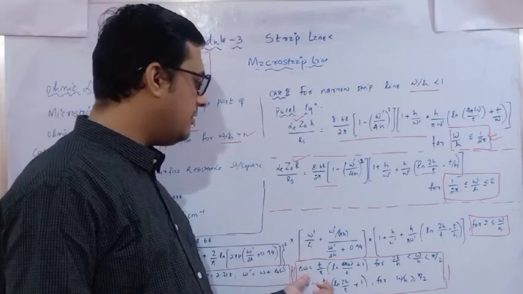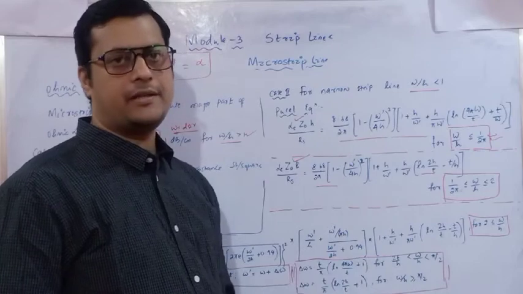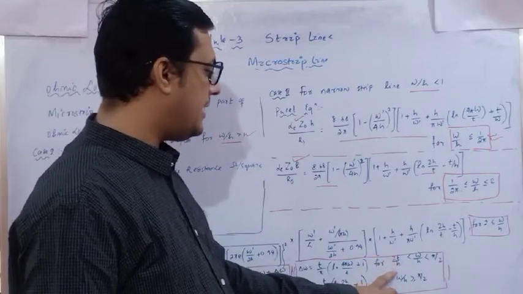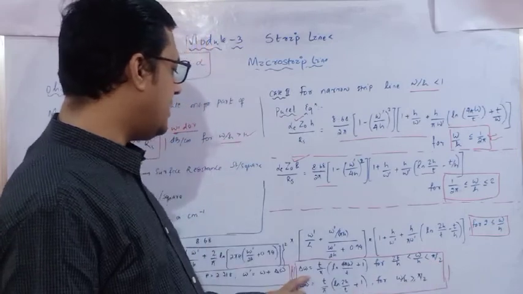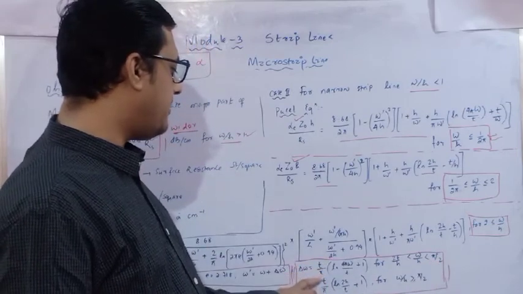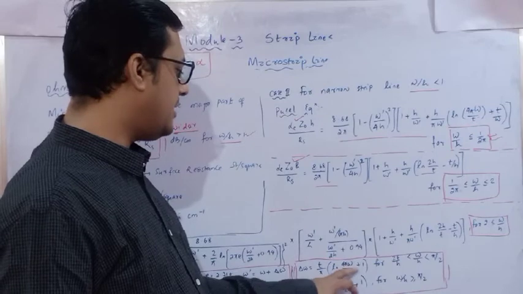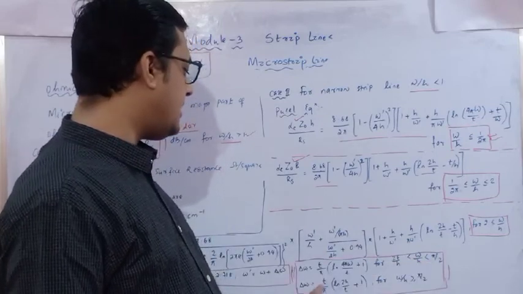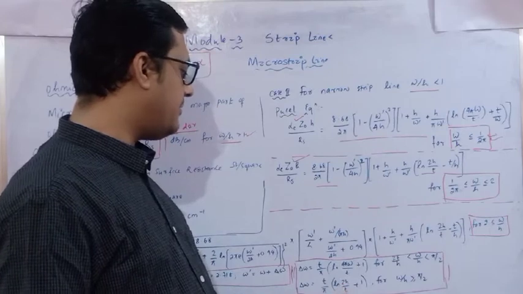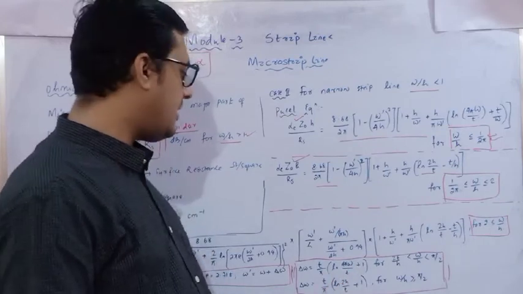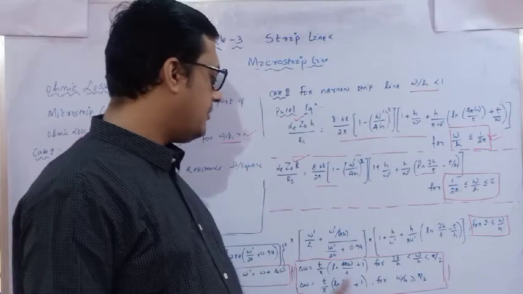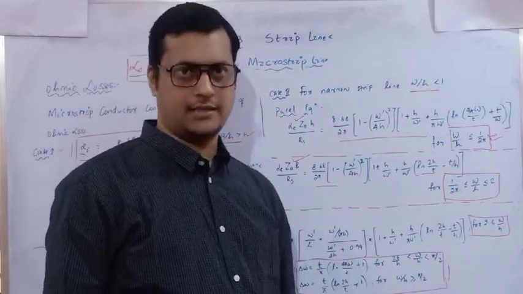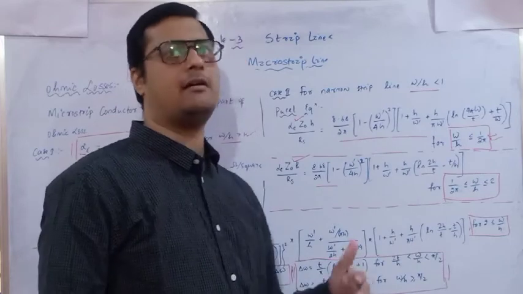And what is del W? Del W again depends upon this W by H ratio. So if it lies between 2T by H and pi by 2, then del W is T by pi ln of 4 pi W by T plus 1. And if it is greater than pi by 2, then it is T by pi ln of 2H by T plus 1. So these are the components which help us to identify which particular value it is. So these sorts of questions may come in the exam.